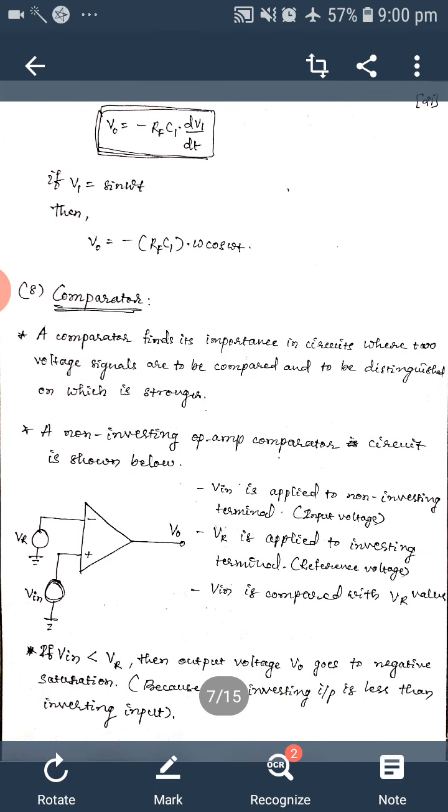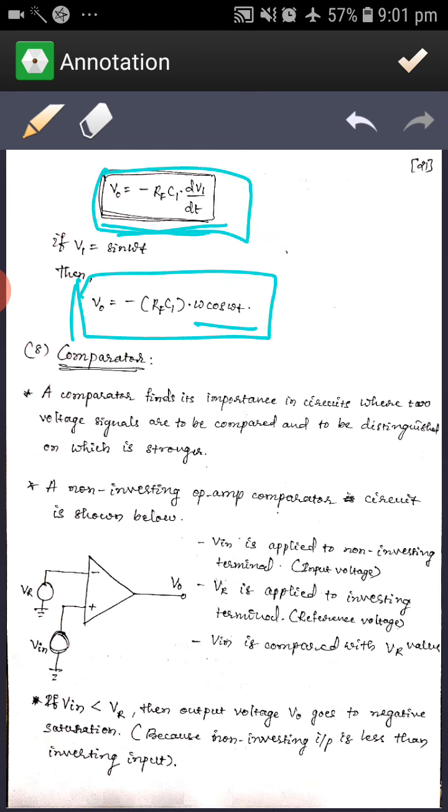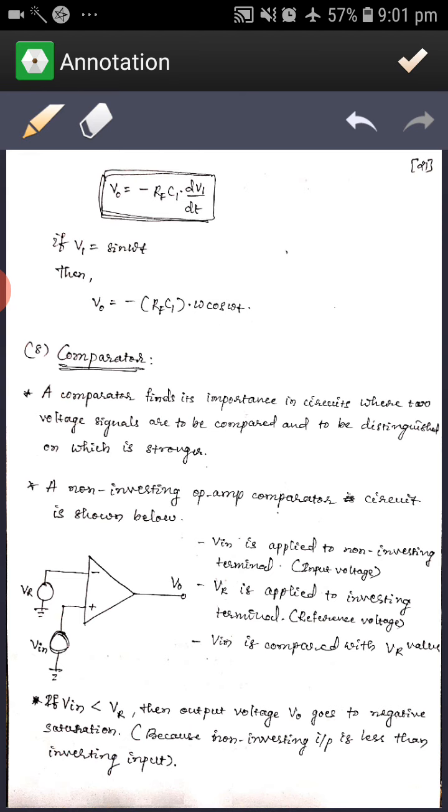So as it is an inverting amplifier, V0 is equal to minus Rf into C1 into dV1 by dt. Suppose V1 is sin omega t, the derivative of sin omega t we can call as omega cos omega t. This is for example. So the equation is V0 is equal to minus Rf into C1 dV1 by dt. Here it is acting as the differentiator. Op amp is acting as differentiator, integrator, summer, subtractor, like that.